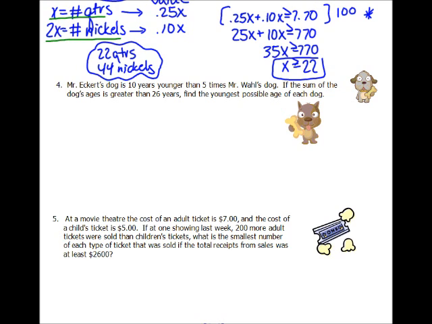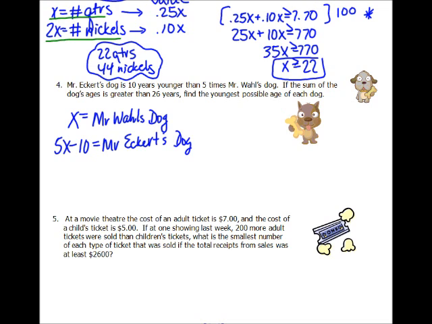Come back and check. So I have x is Mr. Walls', and 5x minus 10 is Mr. Eckert's. My equation was 6x minus 10 is greater than 26, all right? And I got x is greater than 6, so this is greater than 6, and this is greater than 20 years old.